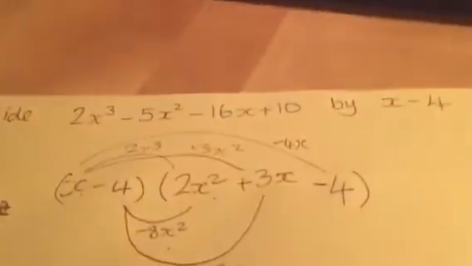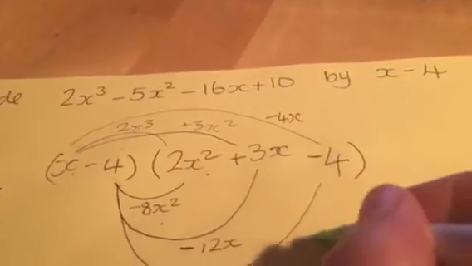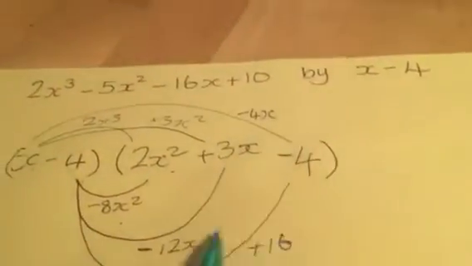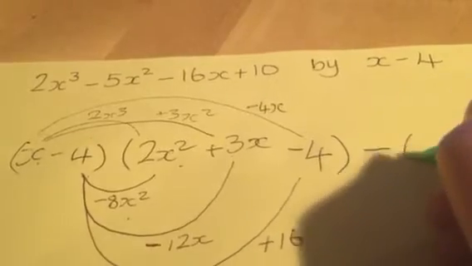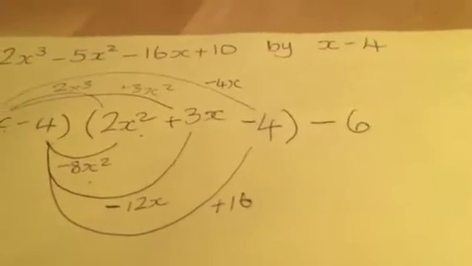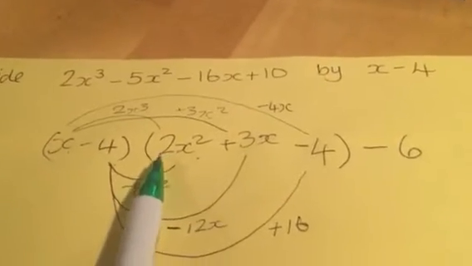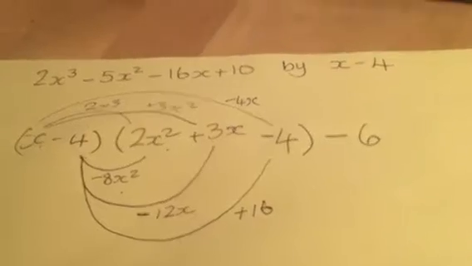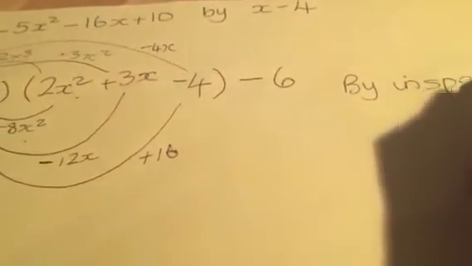And then I double check what I get at the end. I've got minus 4 times minus 4, which gives me plus 16. I wanted plus 10, so I need to take away 6, which means that I have a remainder of minus 6. So you work from left to right, adjusting each term as you go. That's the by inspection method. It's looking at the opposite of multiplying.